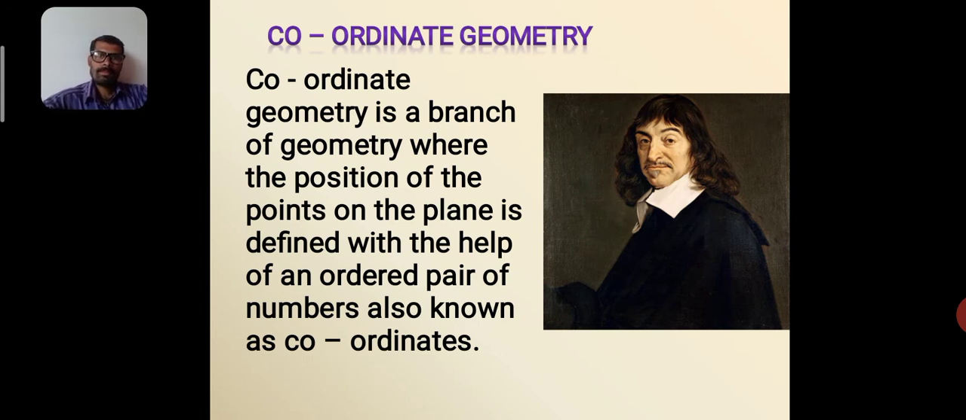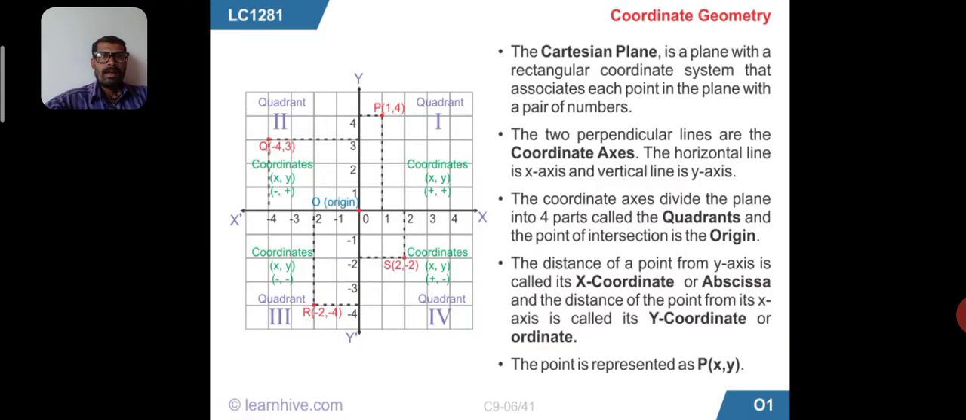where the position of the points on the plane is defined with the help of an ordered pair of numbers called coordinates. For the sake of knowledge, you should know the Cartesian plane is the plane with the rectangular coordinate system that associates each point in the plane with a pair of numbers, the x coordinate and y coordinate. The two perpendicular lines are the coordinate axes.